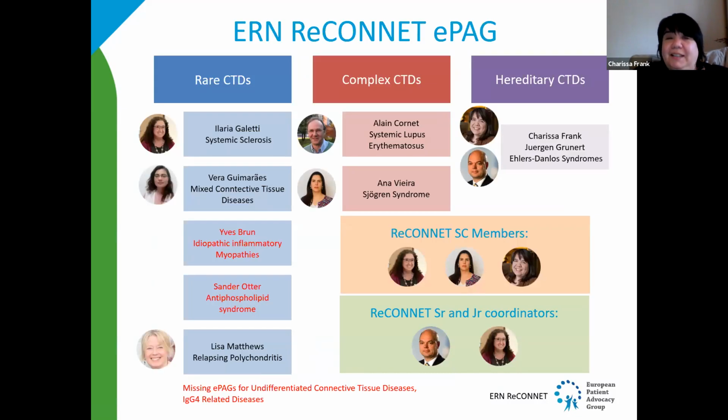So this is our ePAG. So you can see some of the faces. You can see Ilaria, who represents systemic sclerosis. We have Vera Guimarães. We have 2 new ePAGs, Eve and Sander, who did not participate in this project as they are just new. Sander just joined last week and Eve this week, and we have not even finalized everything.